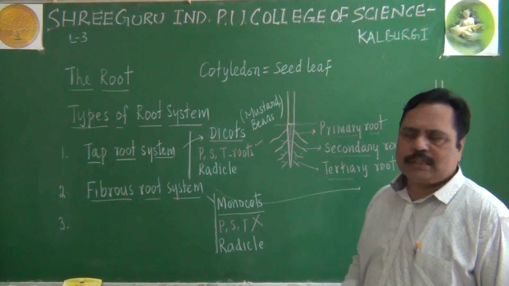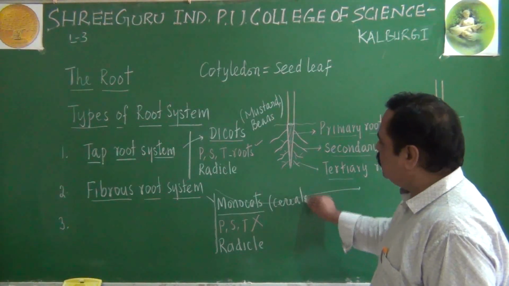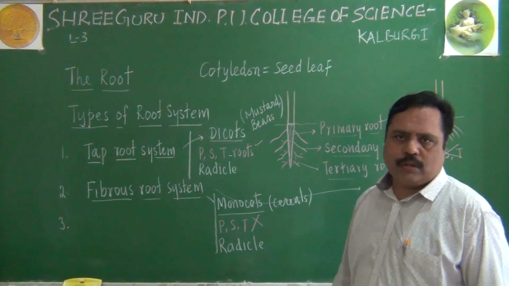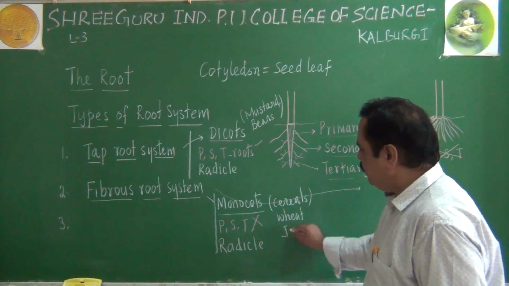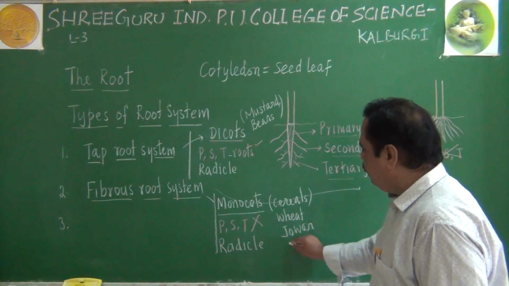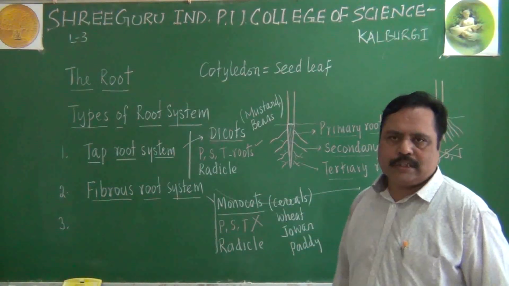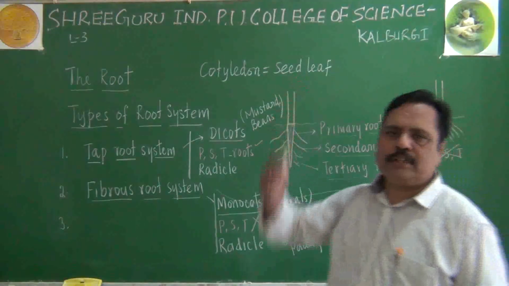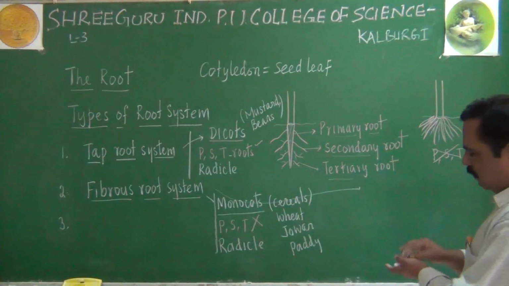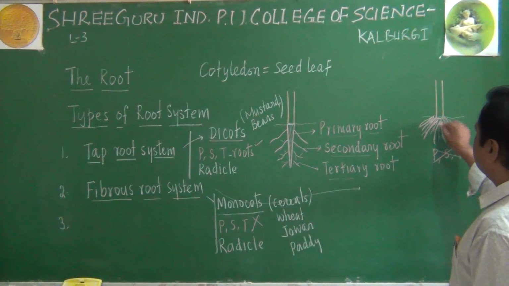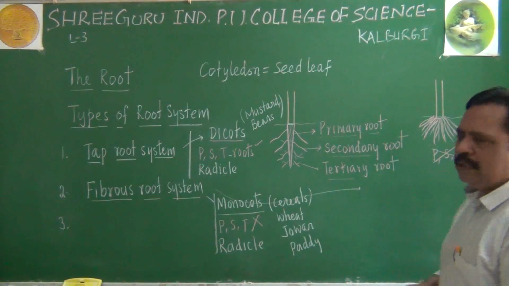What about monocots? You may be knowing the different types of cereal plants. Cereals are coming under monocots, like wheat, jowar, and even paddy. Sugarcane is the best example for these monocots. If you take the wheat plant or jowar plant, pluck it and see, you can see many branches of the roots like this. They cannot be differentiated into primary, secondary and tertiary.